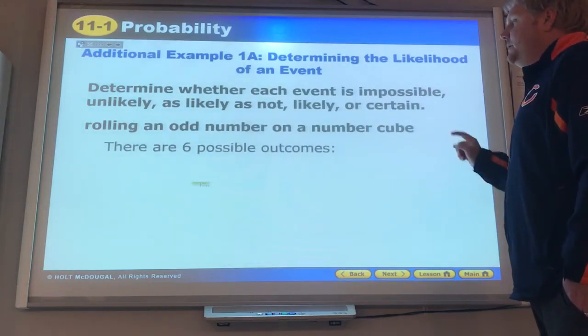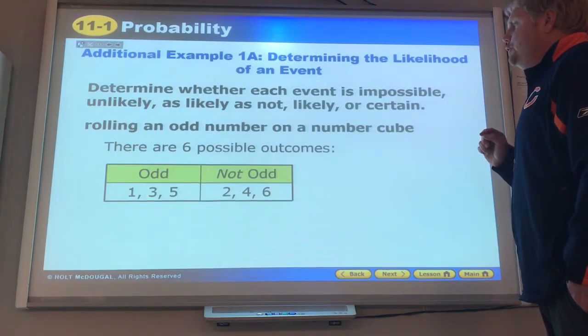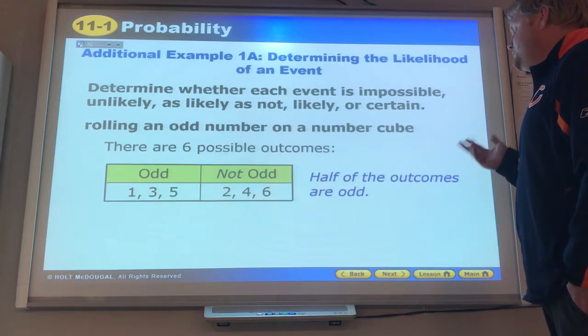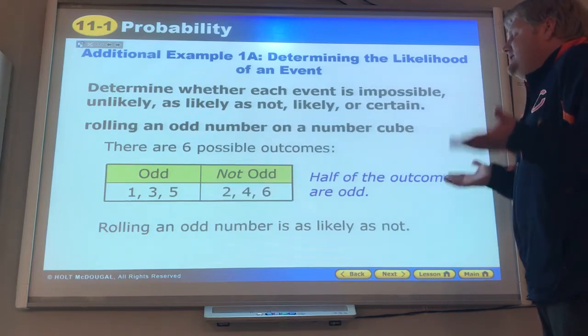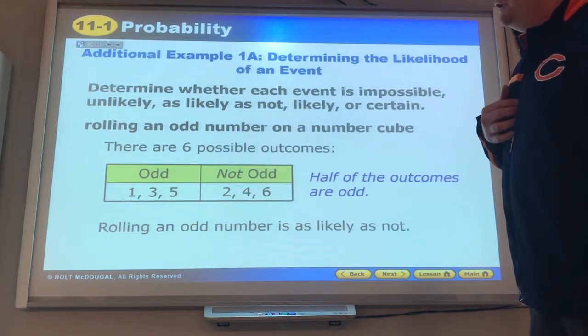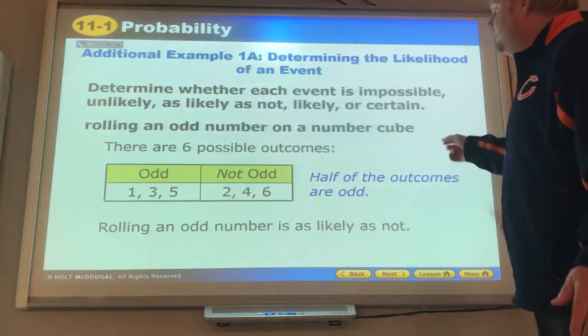There are 6 possibilities. 1, 3, 5, odd. 2, 4, 6, even. Oh, half of the outcomes are odd, so you're half as likely to do it as not. It's as likely as not that you do that. It's about half a chance of doing that, because there are 6 total chances, and 3 of them meet that. Oh, that's 50%.